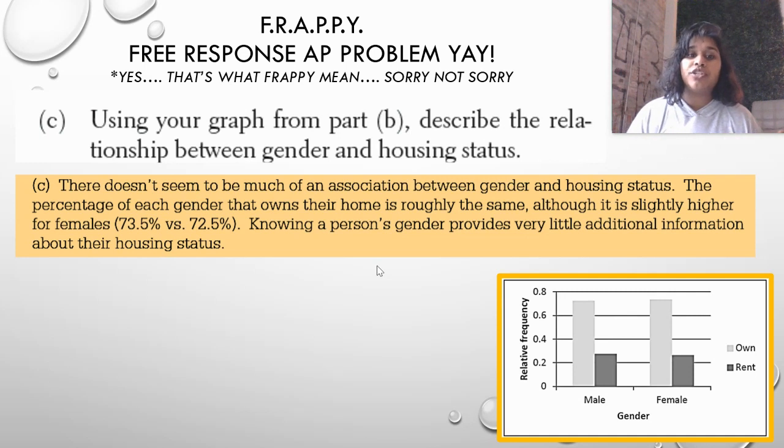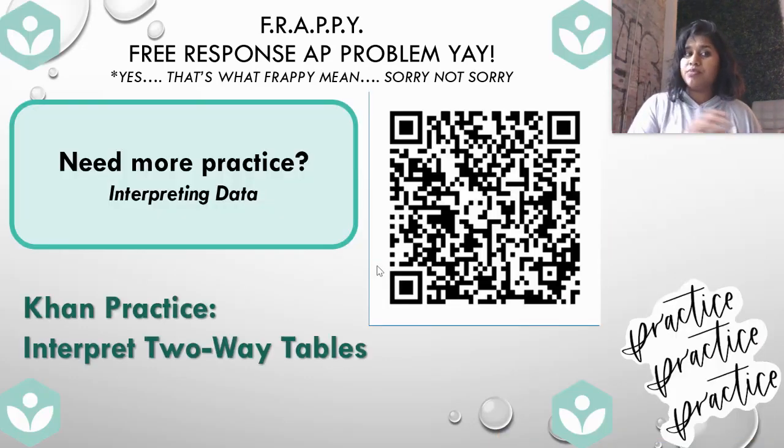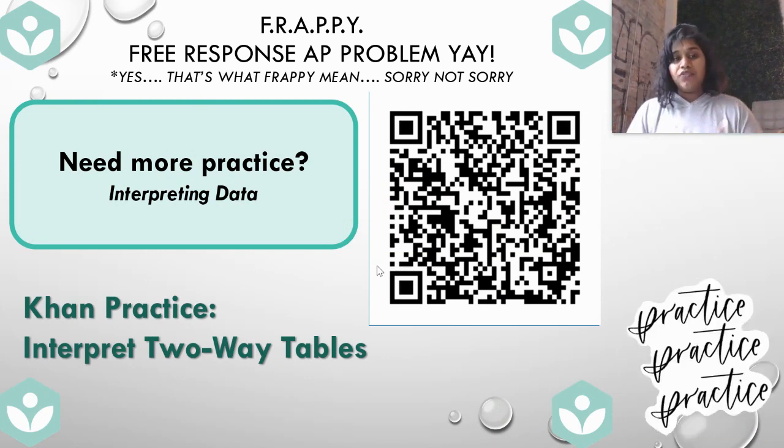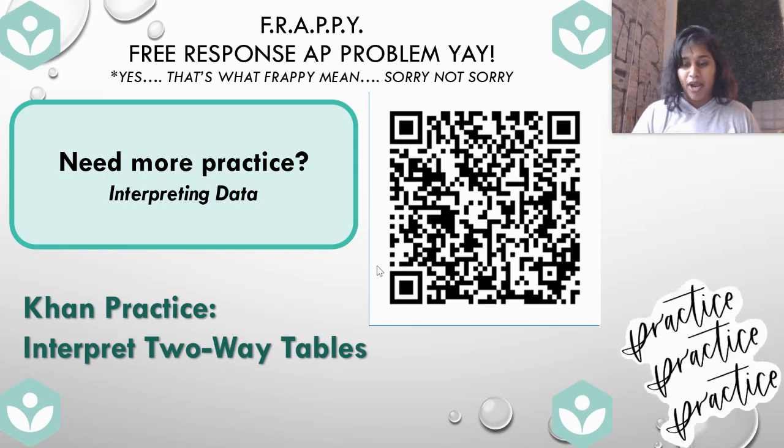The percentage of each gender that owns their home is roughly the same, although it is slightly higher for females, 73.5 versus 72.5. Knowing a person's gender provides very little additional information about their housing status. Interesting. Let's move on to question D. If you need more practice on interpreting two-way tables, you sure can go to this practice.